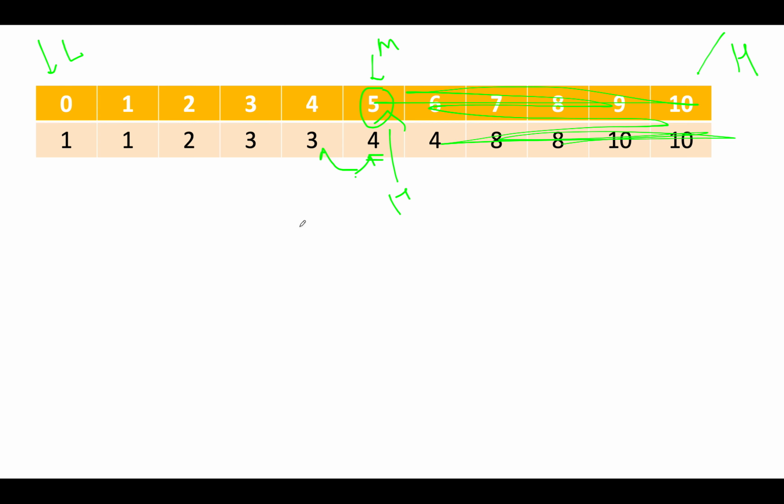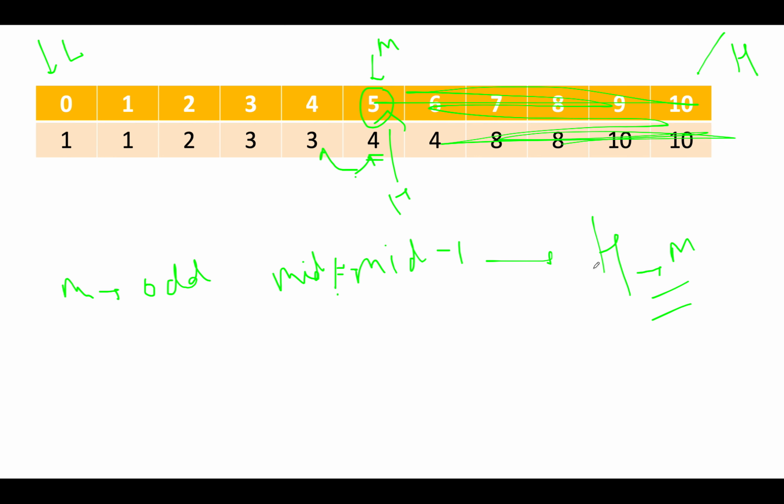Let's write this as well. So when mid happens to be odd, we compare mid with mid minus 1, and when these two are unequal, we simply update our high to mid. Pretty simple and straightforward. Also, the other case would be when my mid happens to be even, I compare mid with mid plus 1, and if these two happen to be unequal, then I update my high to mid.